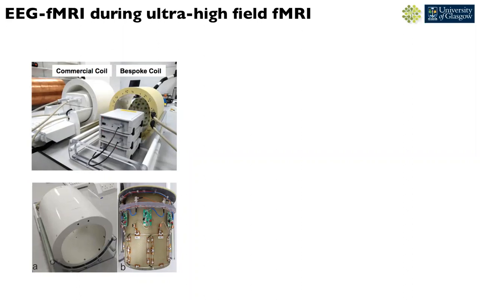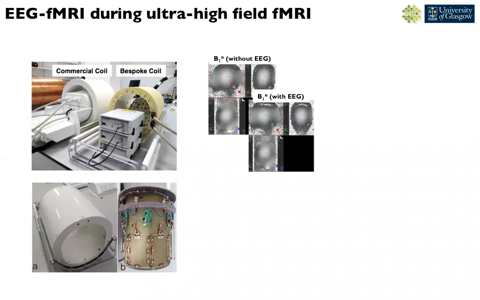As you can see, this would have been impossible with the commercial coils that are completely closed in the back. We had to build our own coil that was completely open, and we could really move these amplifiers next to our participants' heads. We compared the quality of the images with and without the EEG cap, and compared to the commercial system. They're brilliant, they look superb, no distortions from adding the EEG cap.